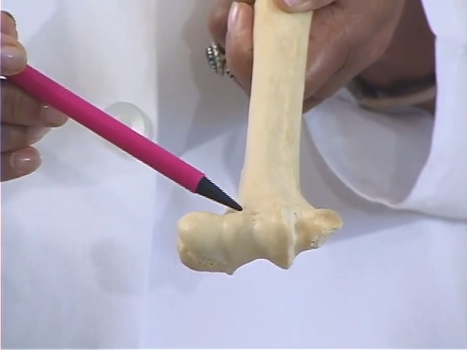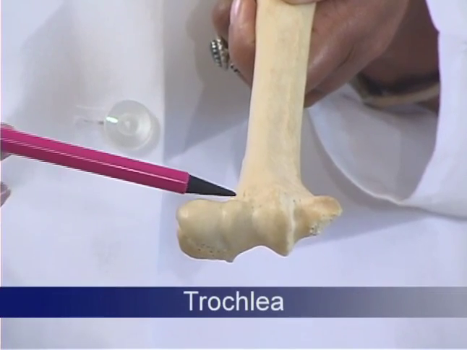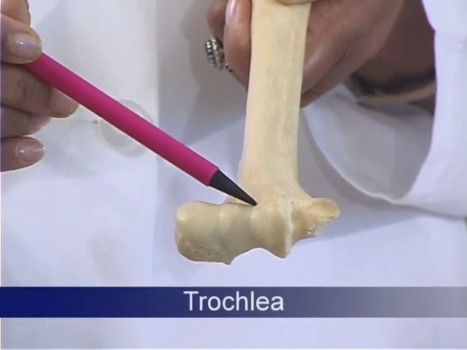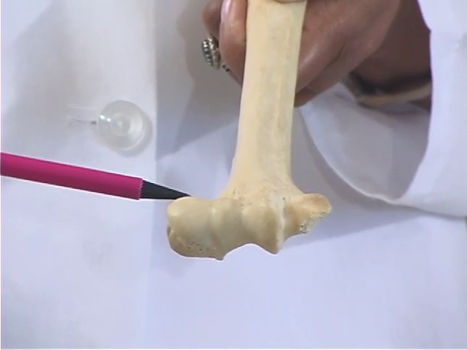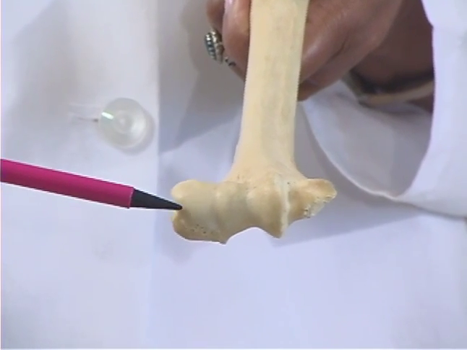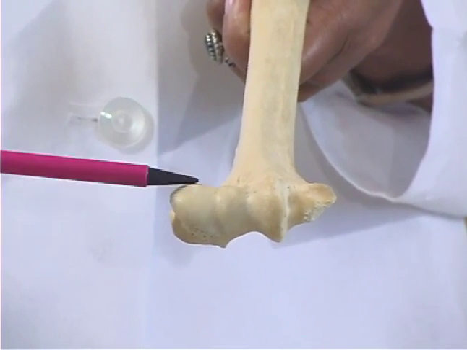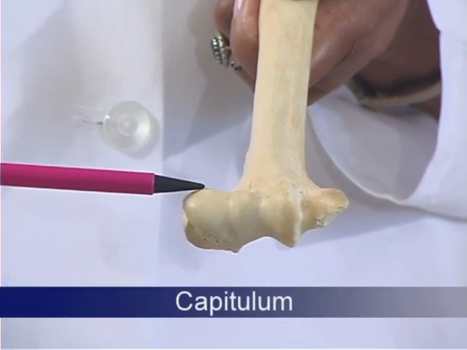On the medial aspect, this pulley-like structure is the trochlea, which joins with the ulna. On the lateral aspect, this round head-like area joins with the radius and is called the capitulum.